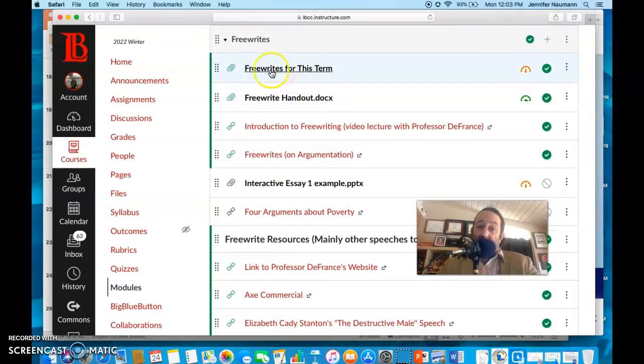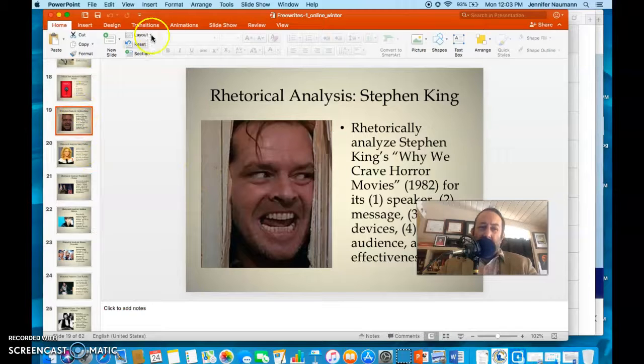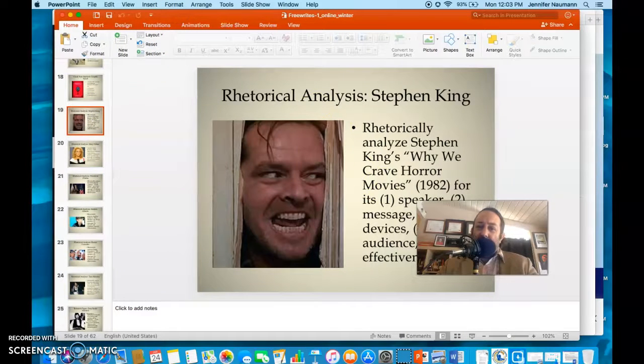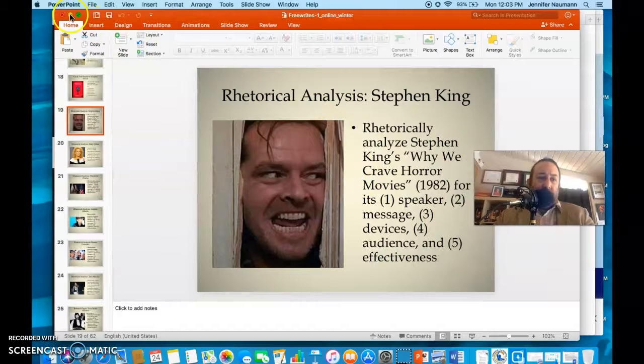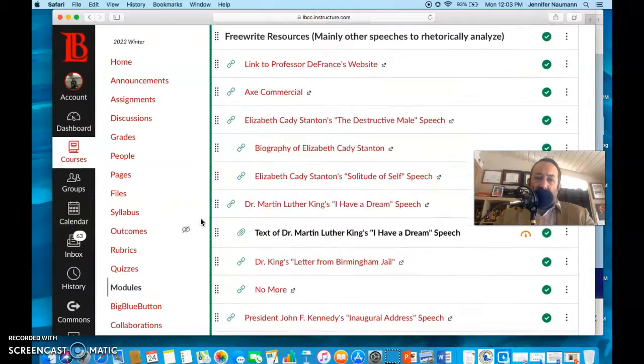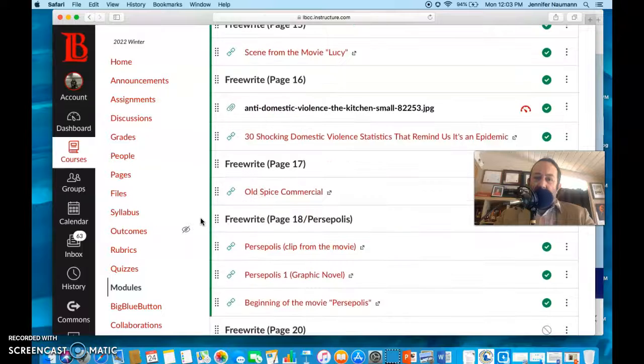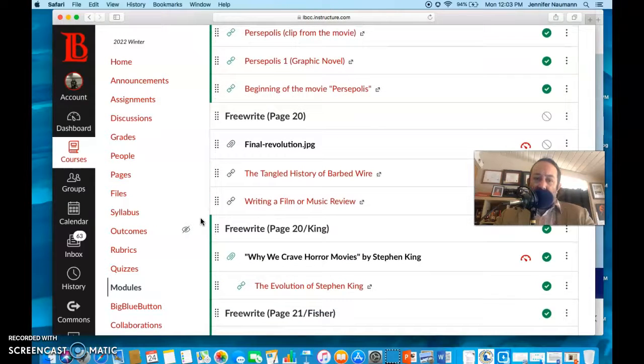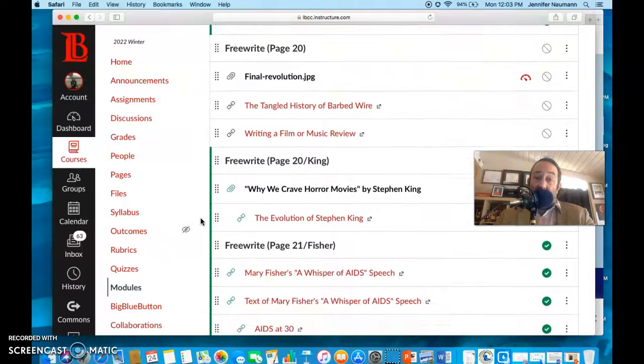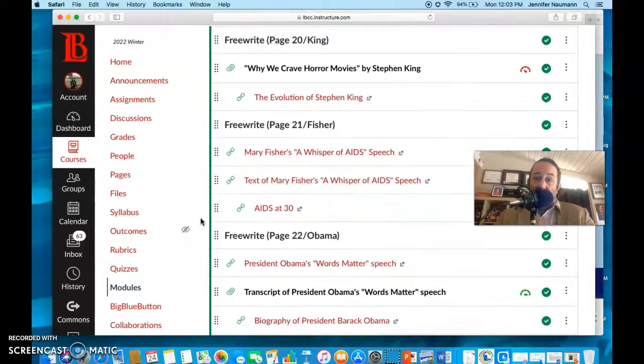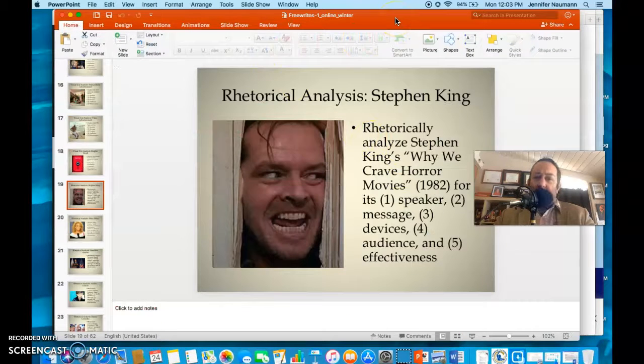Sorry, which of course we're going to open this. Here, I'll show you the page there. So we're looking at page 19. Starts the free writes for this unit. And our resources are going to begin, as I'm sure you can figure out, right there on number 20, freewrite 20, King. So that would, of course, be, in this case, Stephen King. So, okay, so there we go.